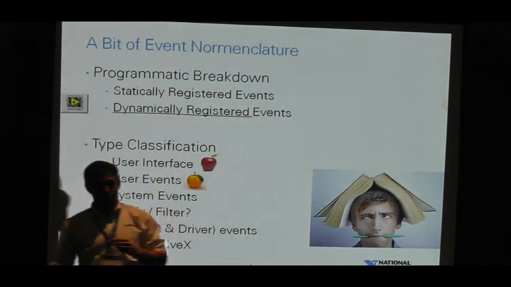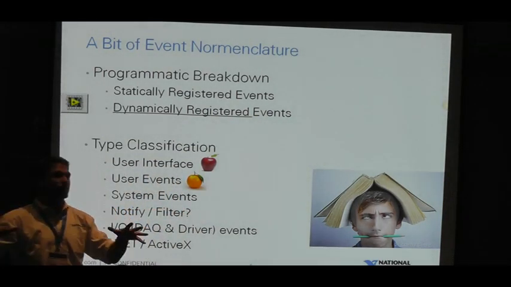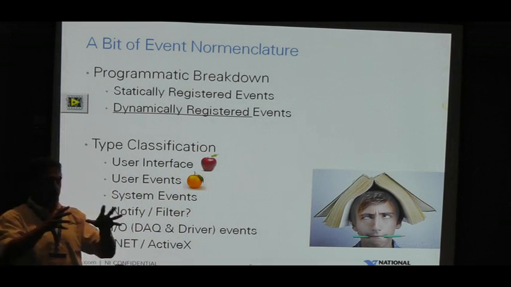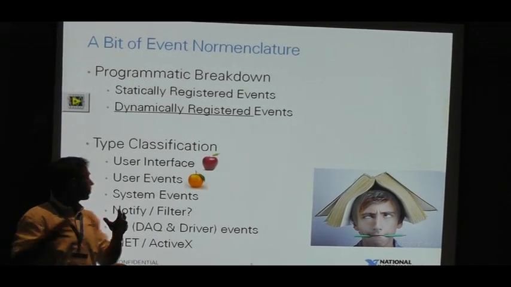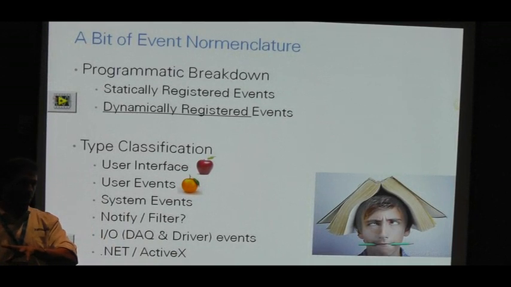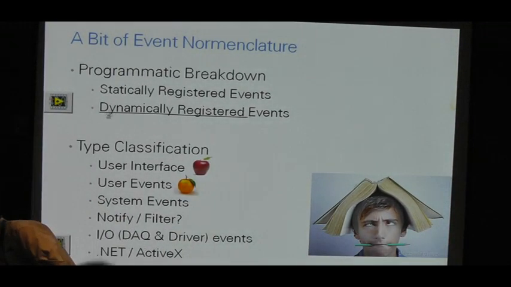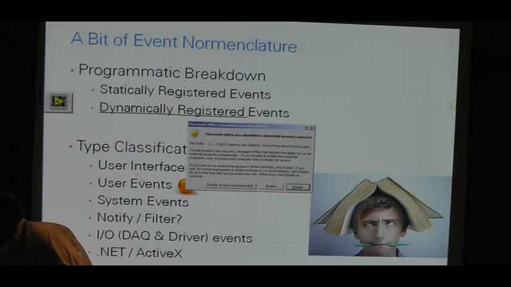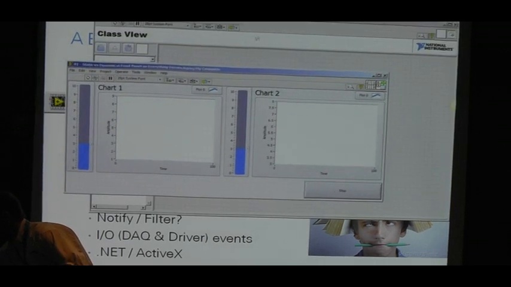So, a bit of nomenclature. I want to make sure that we can all talk on the same level and that we're talking the same language here. So, first off, there's a programmatic breakdown of how we can categorize events. There are statically registered events and dynamically registered events. Let's get into the example and just kind of talk about it from there. Okay.